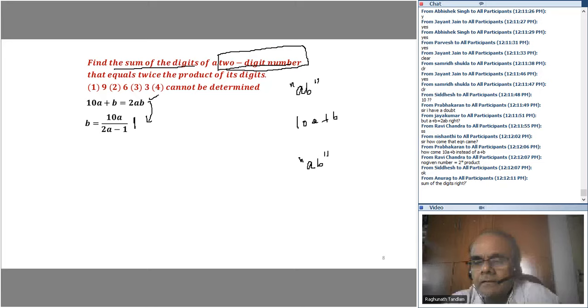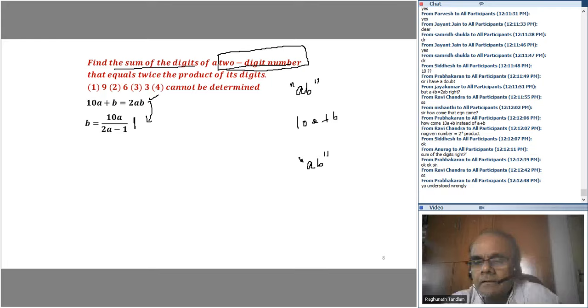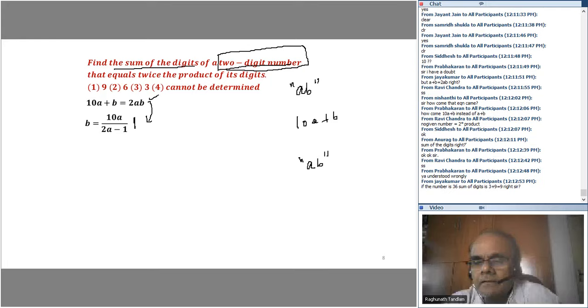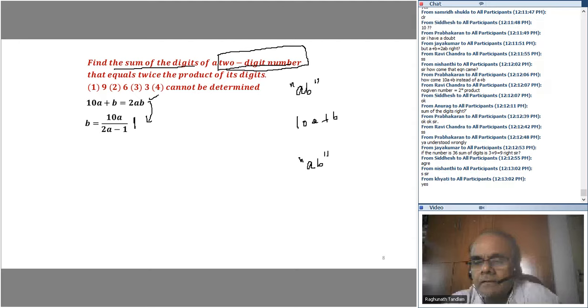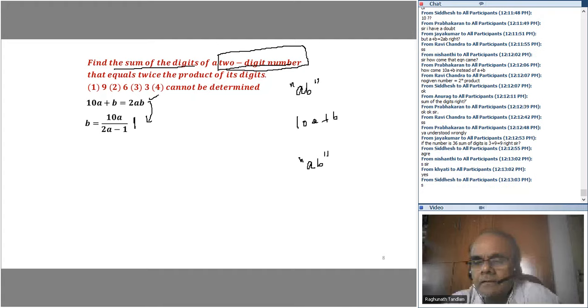This is an understanding question. The wording is deliberately like this. There's wording that comes in CAT: I want the sum of digits of a number. I gave this question because this is how it comes in CAT. Are we clear with the second step? How many are clear with the first step? How many are clear with the second step?